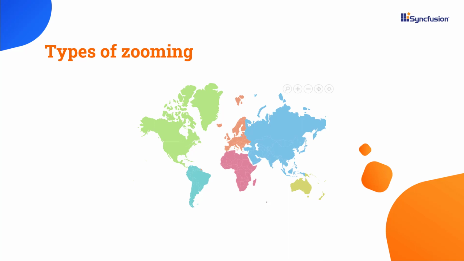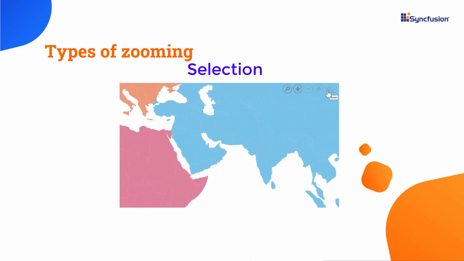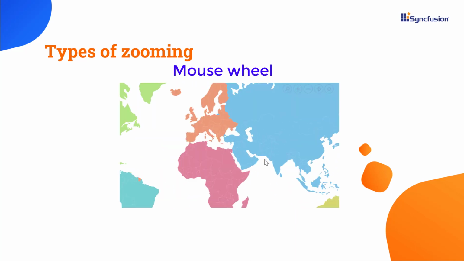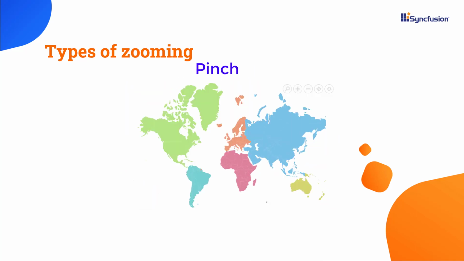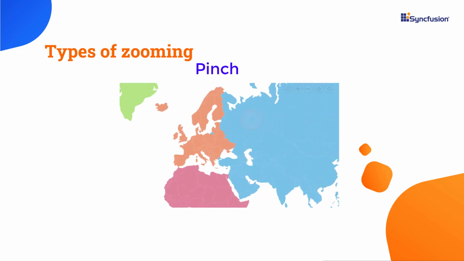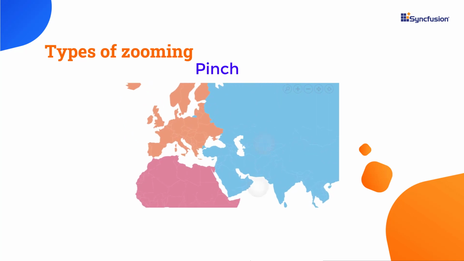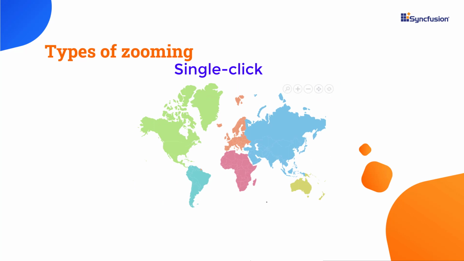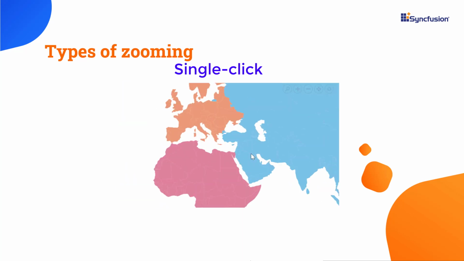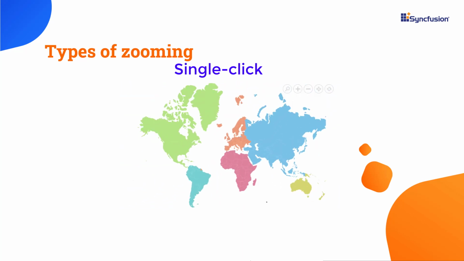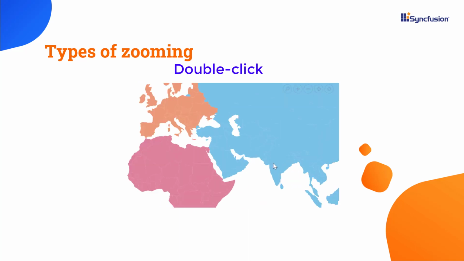There are different types of zooming in React Maps. The first type is selection. You can select the map area to be zoomed. Second, mouse wheel. Scroll the map area using the mouse wheel. Thirdly, pinch zooming. Pinch to zoom in and move your fingers apart on the map area to zoom out on touch-enabled devices. Fourth, single click. Click the map shape area once to zoom. Finally, double click zooming. Click the map shape area twice to zoom.